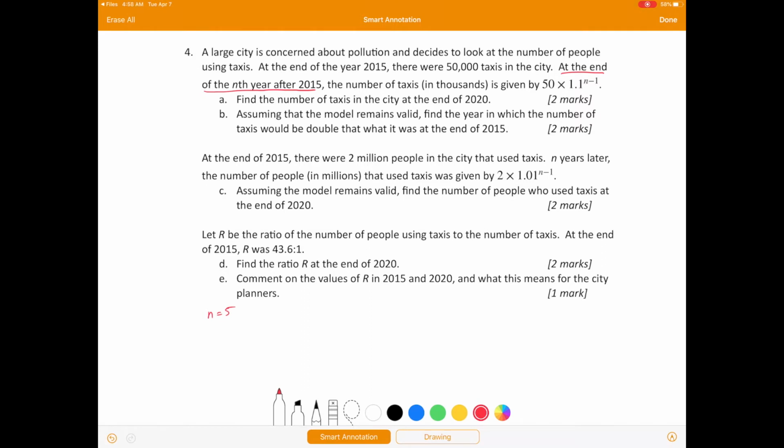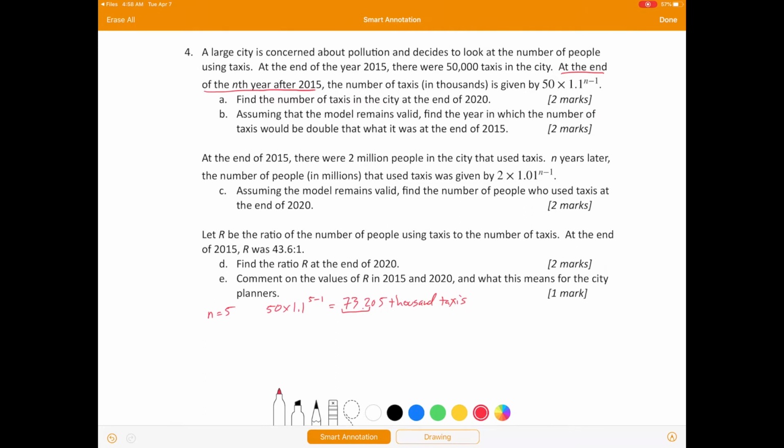So the number of taxis in the city at the end of 2020 will be 50 times 1.1 to the 5 minus 1 power. Okay? And we should get about 73.205 thousand taxis. Okay? Now, realistically, our answer should be about 73.2 thousand taxis. All right? Because likely on the IB exam, they're going to ask you for 3 sig figs. Okay?